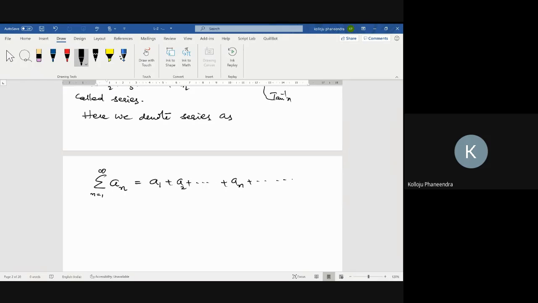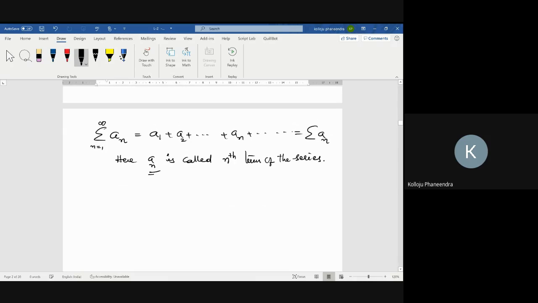Now onwards, I will write just summation an. Summation an means n always starts with 1, 2, 3, and so on. Here this an is called the nth term of the series, and this plays a very important role in the behavior of a series.